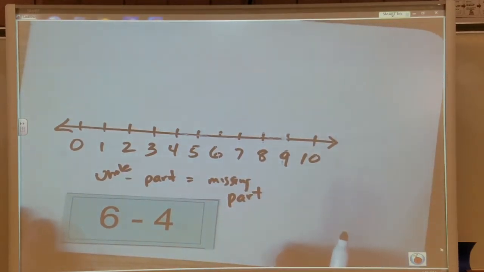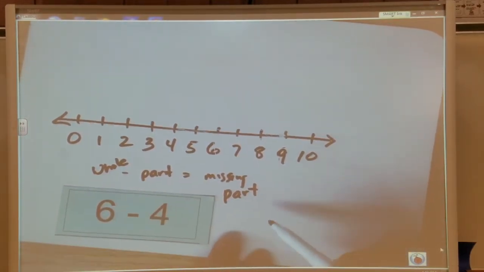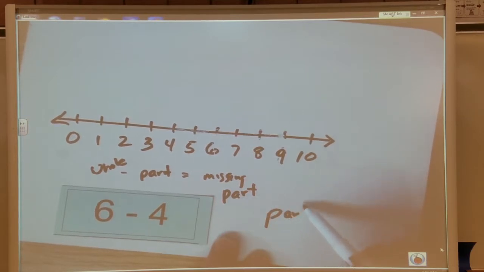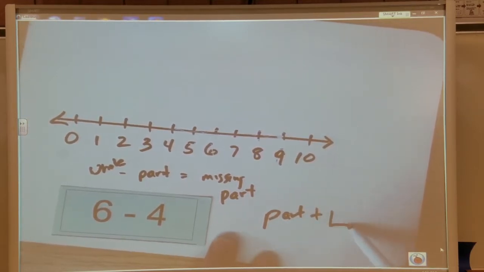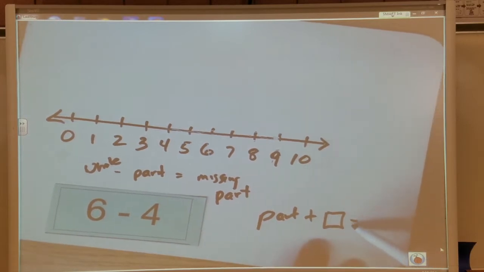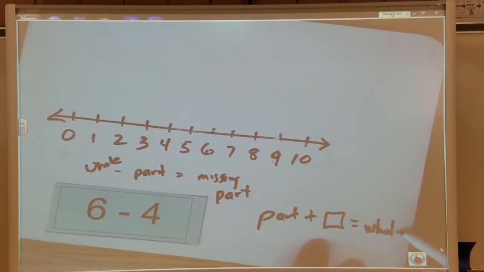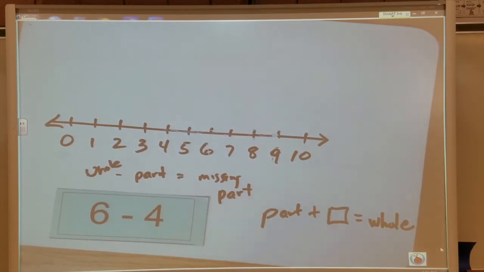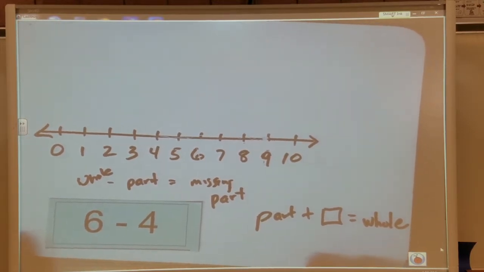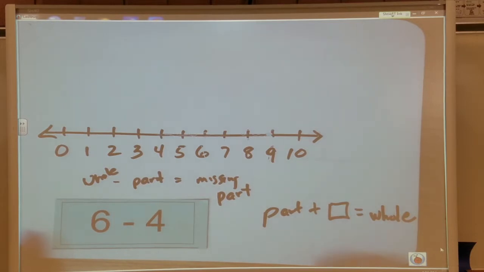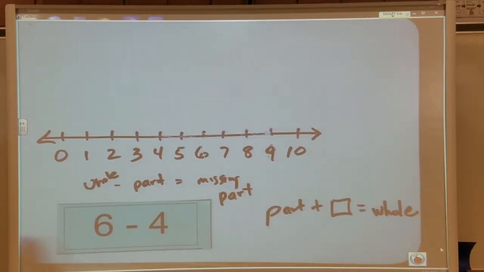The most efficient strategy is to start with the part we know, add up until we reach the whole. So, demonstrated on the number line. And again, this is more sophisticated because it requires the understanding that addition and subtraction are inverse or opposite operations, and that I can find this missing part through the process of addition.